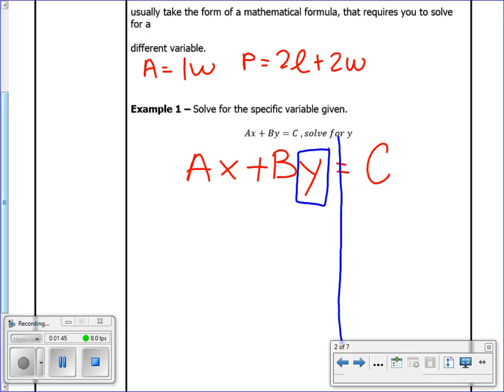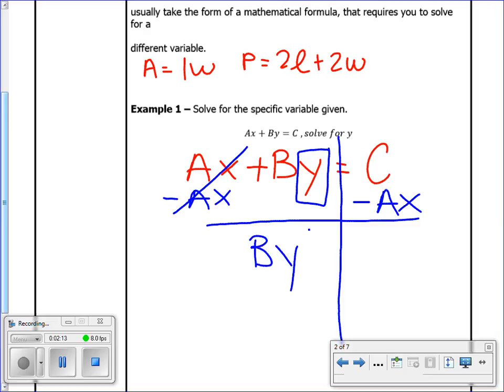What I like to do is cover up the BY and ask yourself, how do you move the AX to the other side? Well, it's positive AX, so to move it to the other side, we undo the positive with subtraction. So you're going to subtract AX from both sides. When we subtract AX and AX, they cancel, and we're left with BY, again putting a box around Y, equals. I cannot combine a C with an AX. They just don't go together. So we just write it out, C minus AX.